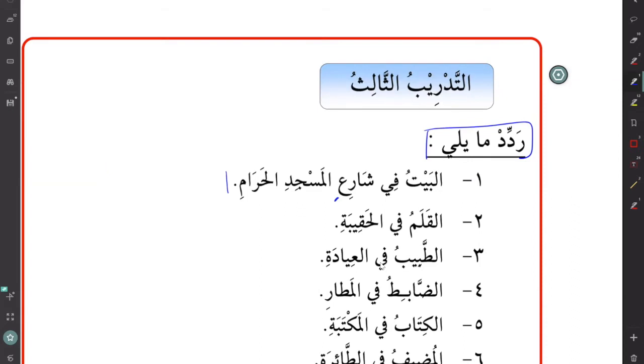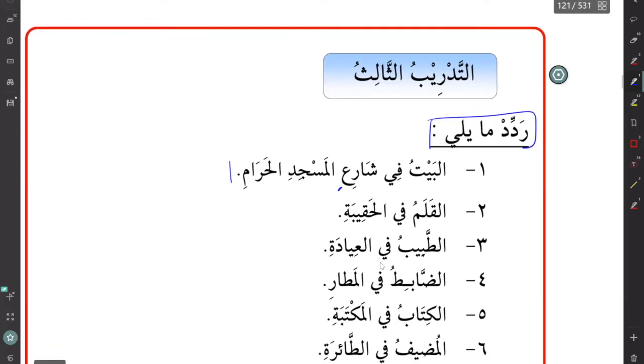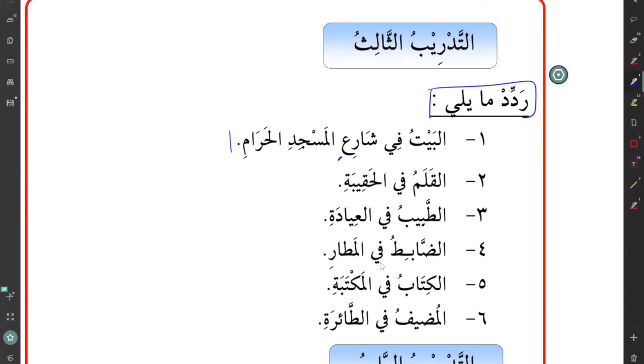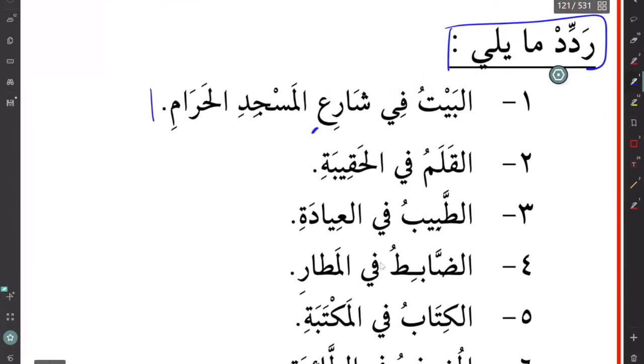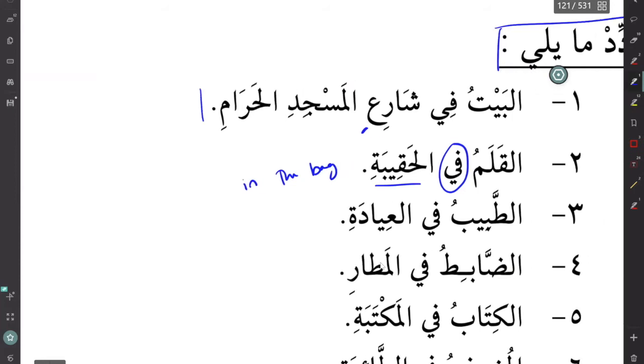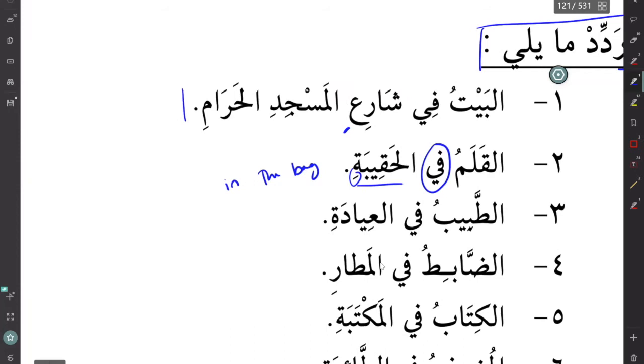Okay, it's just asking you to repeat, but it would probably be a better idea to translate as well. Make sure you know what you're saying. The house is in the street of the sacred mosque. The second one is Al-qalamu fil haqibati. Al-qalamu is the pen. The pen is in where? Haqiba is the bag. So in the bag. And you have a kasra because of the harf jar fi.